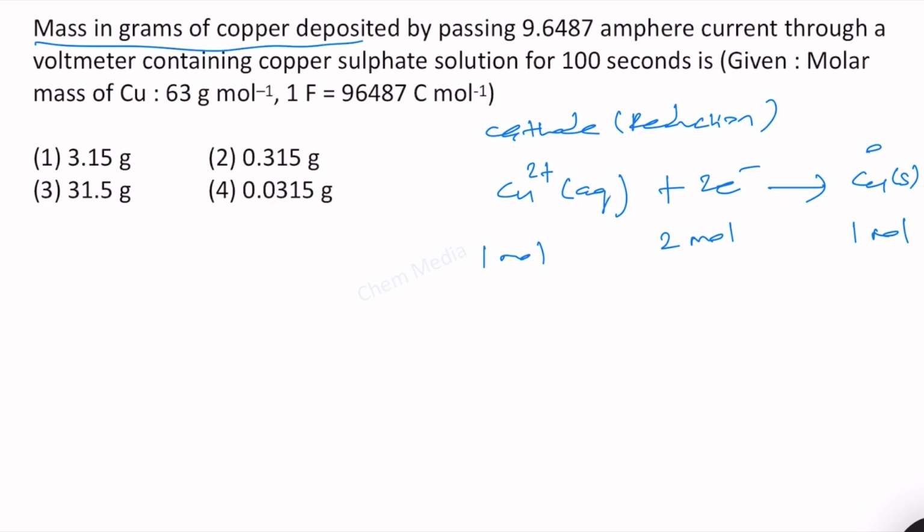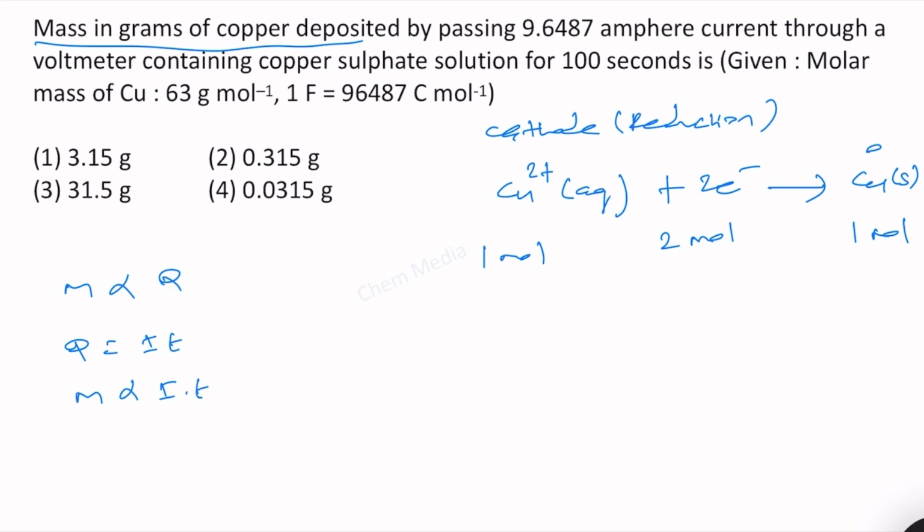As per Faraday's first law of electrolysis, the mass of the substance deposited or liberated at any electrode is directly proportional to the quantity of electricity or charge Q passed. We know that Q is equal to current times time. Therefore, mass is proportional to current times time.